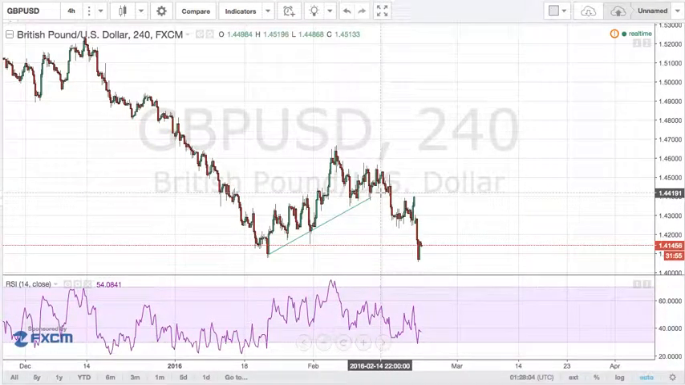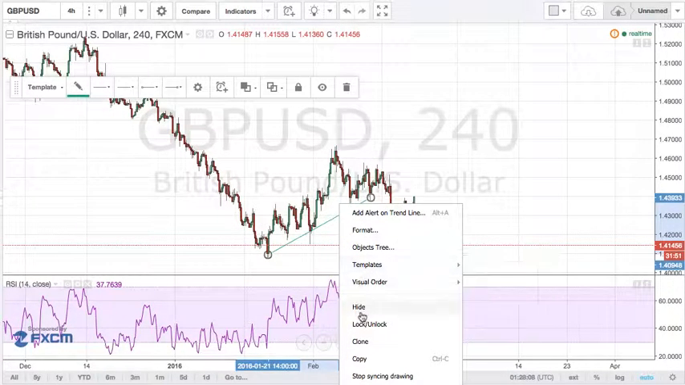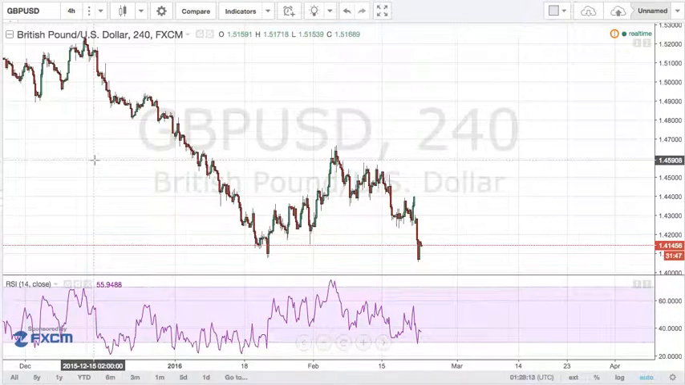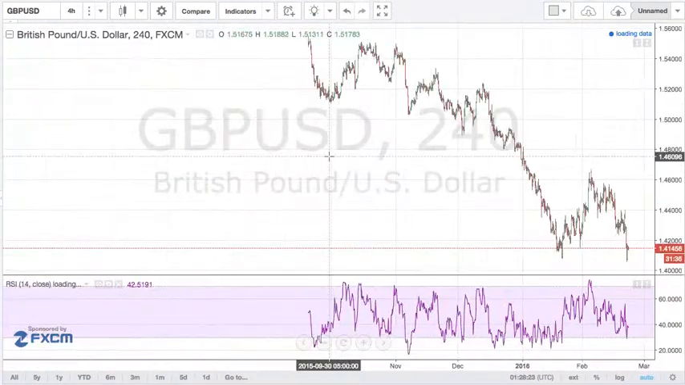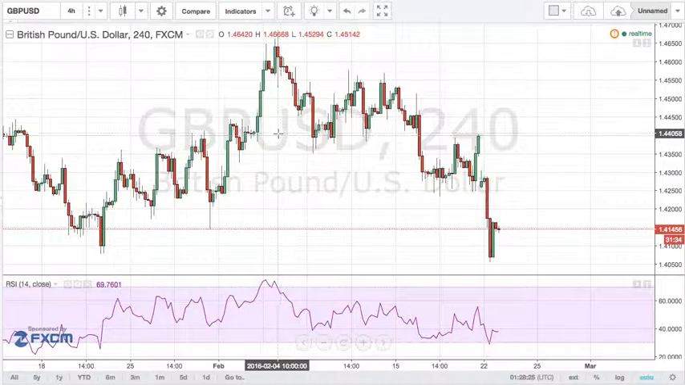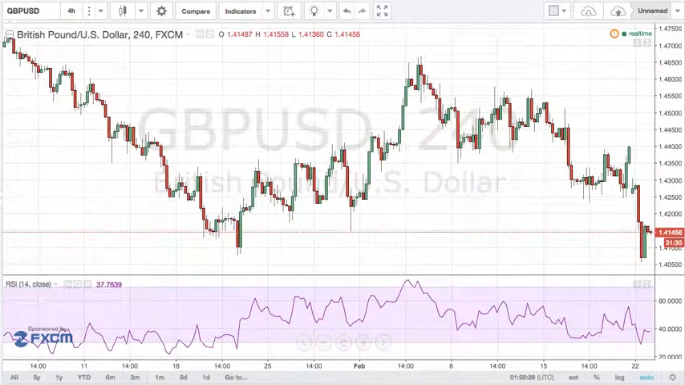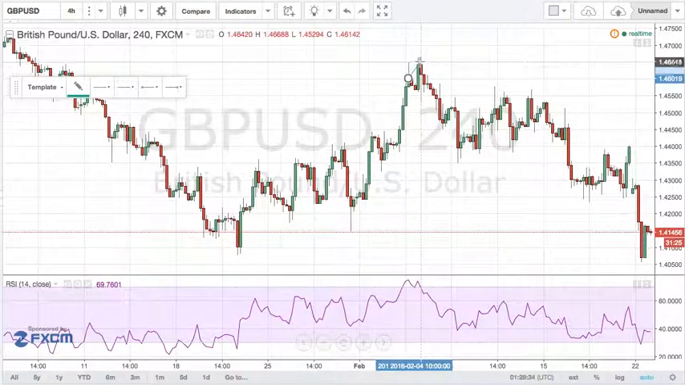It's called divergence. Let me delete this trend line right here. What is divergence? Divergence is when your market prices are doing one thing, but your indicators are doing something else, in the opposite direction. So, for example, let's zoom in right here, where this happened.